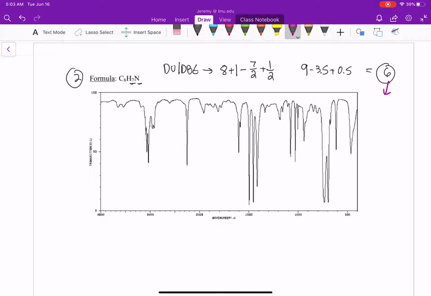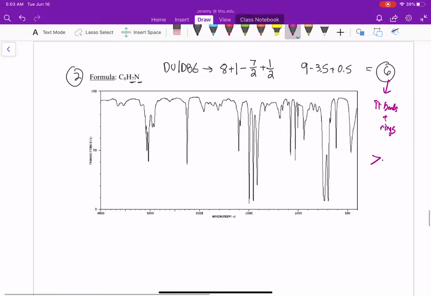So here we have some combination of 6 pi bonds plus rings. A good hint for you is that anytime you have anything greater than or equal to 4, that's most likely going to be a benzene ring. A benzene ring is 1 ring and 3 pi bonds.